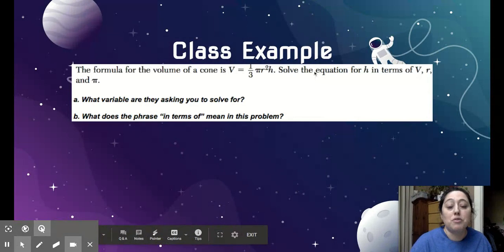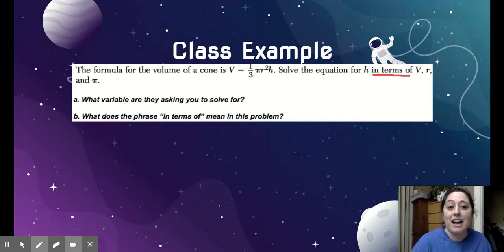All right, so now solve the equation for h in terms of V, r, and pi. Many people get confused or thrown off by "in terms of." What does that mean? It just means that these variables are also in the equation. It doesn't really have any huge significance. Just don't be thrown off by it. So here, what are we solving again? Oh, we're solving for h.